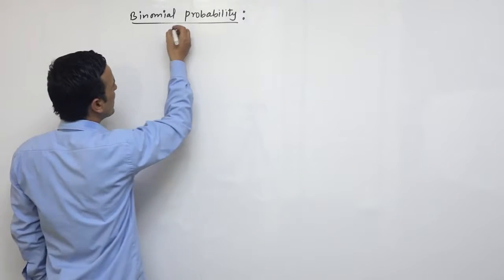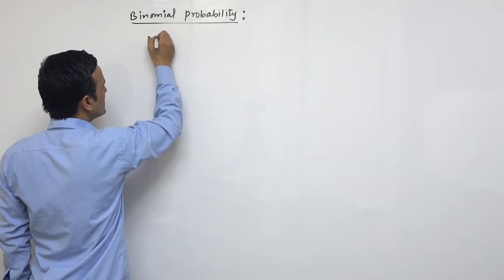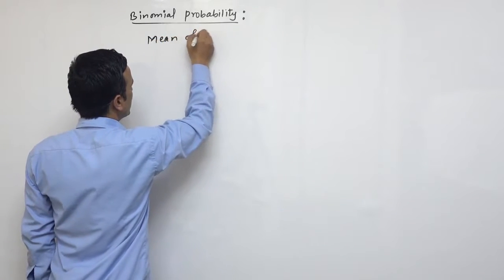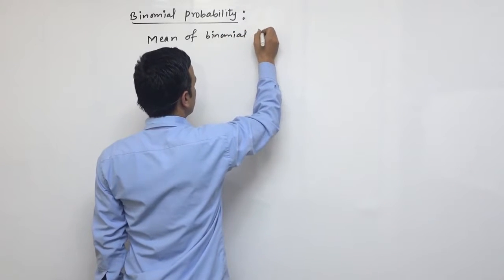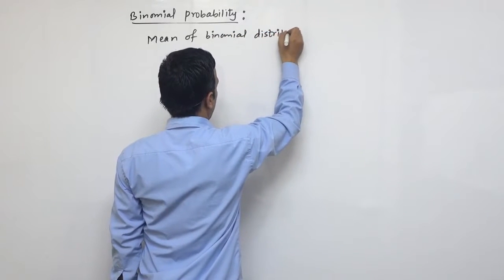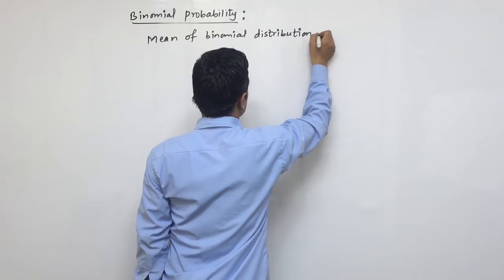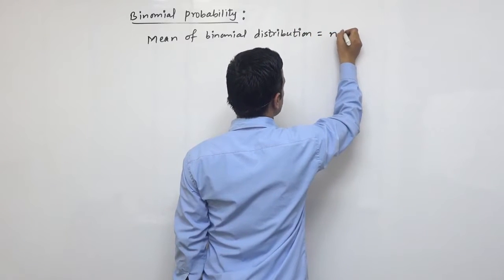We have still another formula. So write down: mean of binomial distribution is equal to n times p.